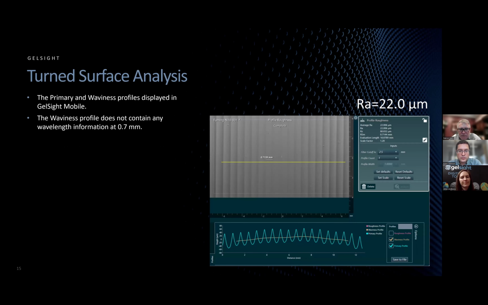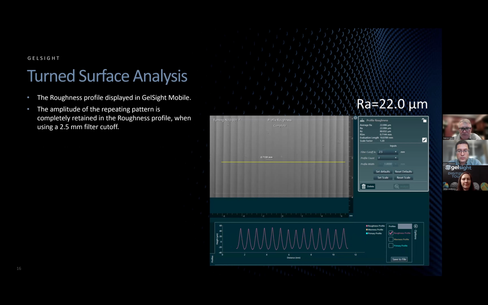Now you can see once again the primary profile, which is the raw data, the profile that's been extracted from the scan, and then the waviness profile that we computed is displayed over top of that. And here is the roughness, which is simply the primary minus the waviness. It leaves you with the roughness. If you look, the Ra value here is 22.